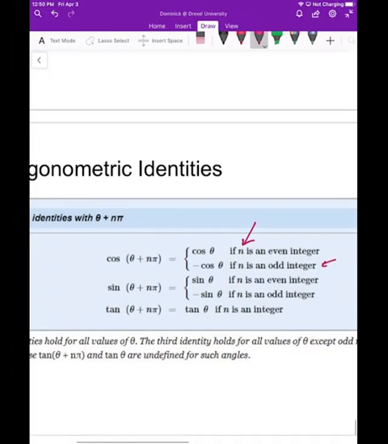Now, tangent is the same regardless. Any multiple of pi added to an angle for tangent is going to be the same, because if you add a half rotation or a full rotation to tangent, it's going to stay the same either way.